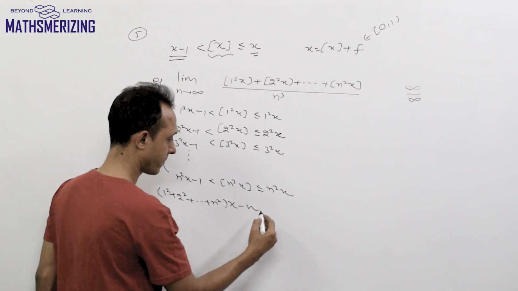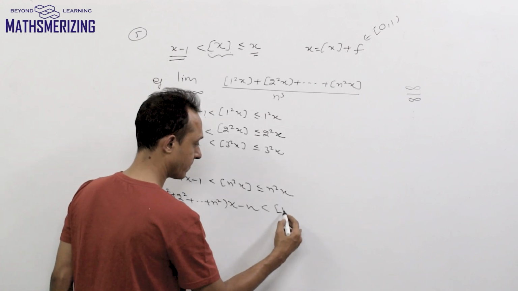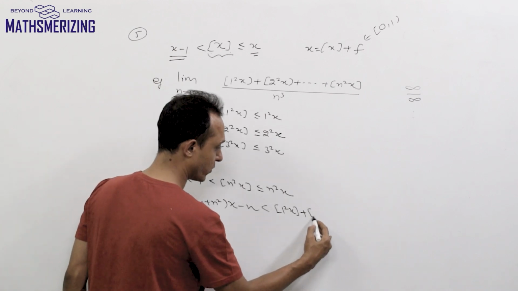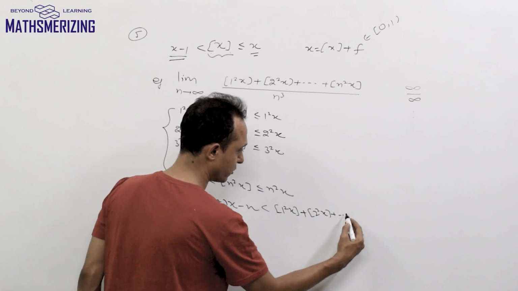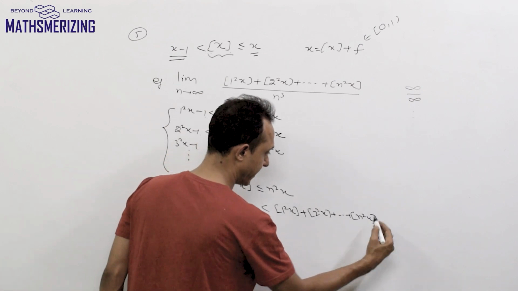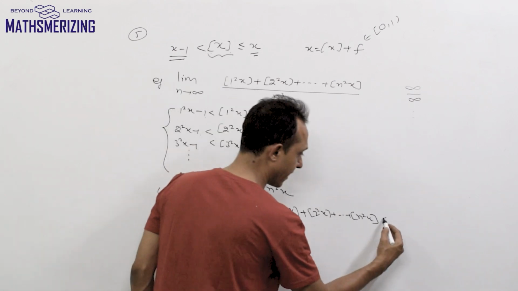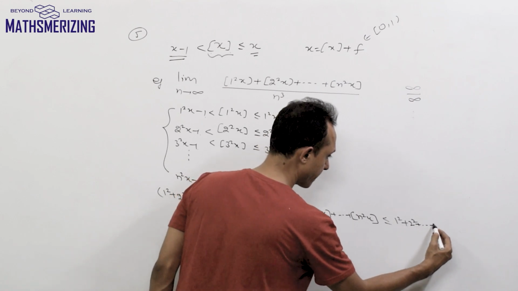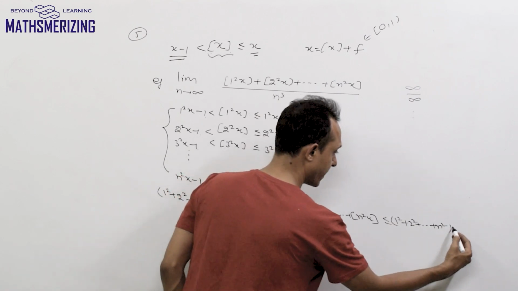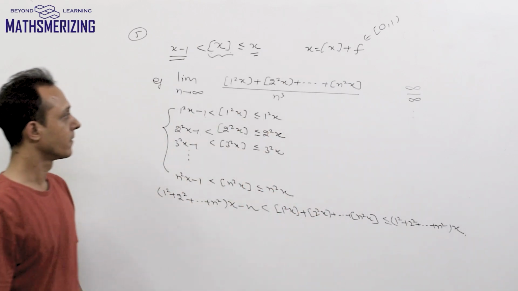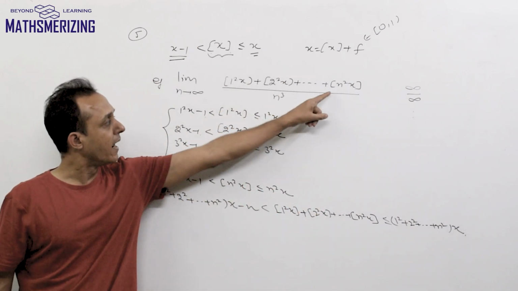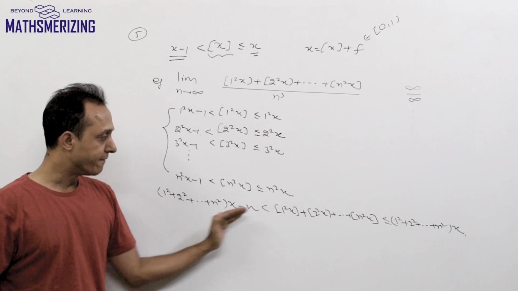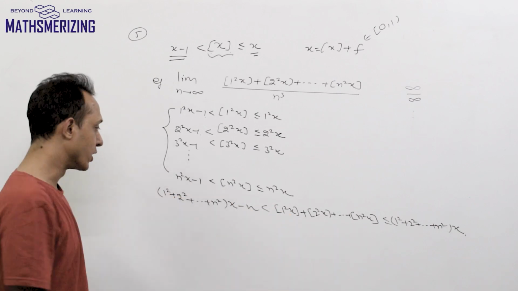And this is less than the greatest integer function of 1 square x plus the greatest integer function of 2 square x up to the greatest integer function of n square x, and it will be less than or equal to 1 square plus 2 square up to n square, into x. Now for this limit, I'll need to divide by n cube. So I'll divide each of the three expressions by n cube.